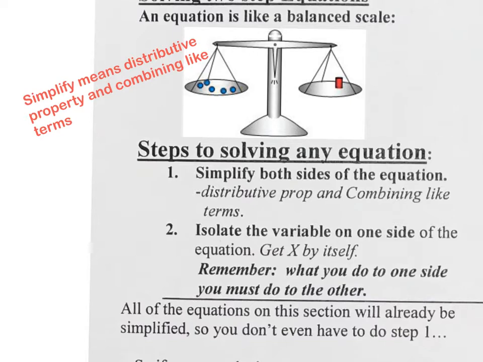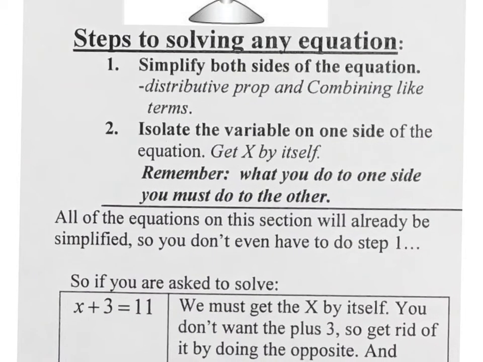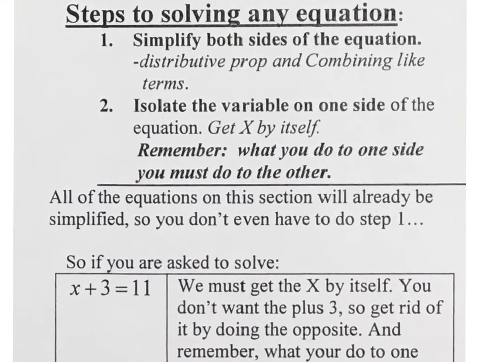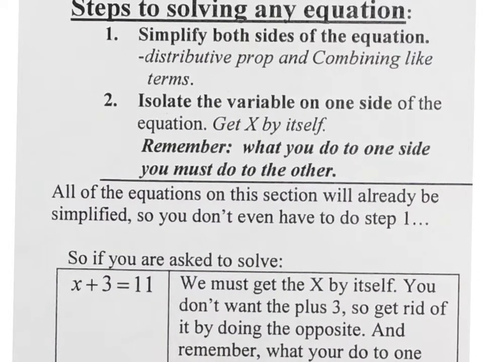So that's step 1. Step 2 is to isolate the variable on one side. That means get x by itself on one side. And remember, what you do to one side, you must do to the other. And also remember that to get rid of something, you do the opposite, right? And notice down here, it says all of the equations in this section will already be simplified. So you don't even have to do step 1. All we're going to be worried about is getting x by itself on one side. So if it's not by itself, you're going to get it by itself by doing the opposite of whatever's there and doing it to both sides.